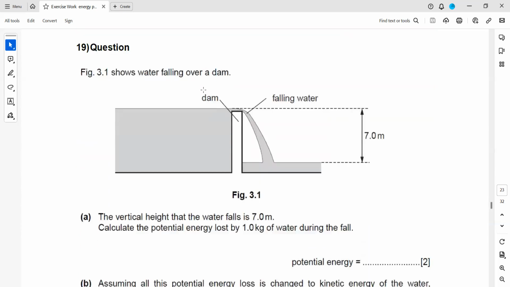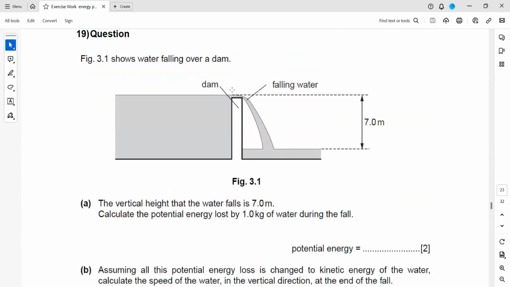The next question, 3.1: the figure shows water falling over a dam. As you can see, the height is given as 7 meters. They ask to calculate the potential energy lost by 1 kilogram of water. Whenever you're solving a question, 1 mark is for writing a formula. To get the potential energy, it is mass, gravity, and height. So what is the mass? 1. What is the gravity? 9.8. And from what height does it fall? 7. So you multiply all of them. 9.8 multiplied by 7, which is 68.6, and the unit will be joules.